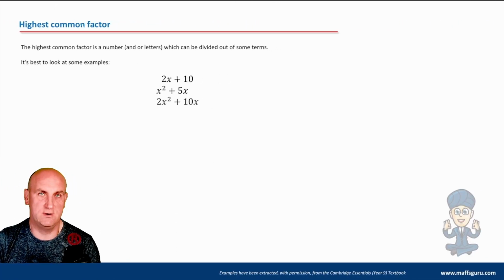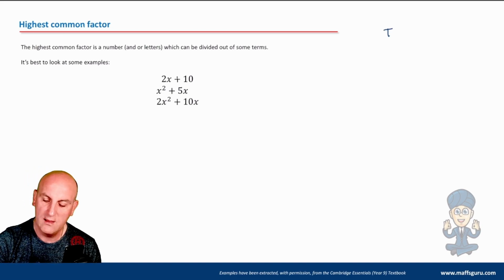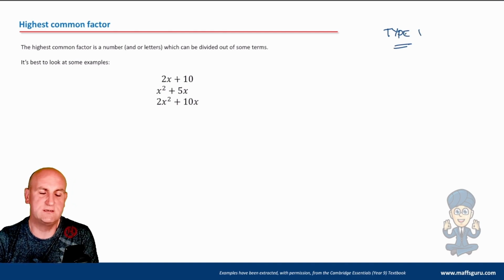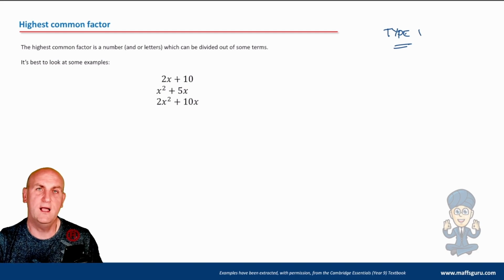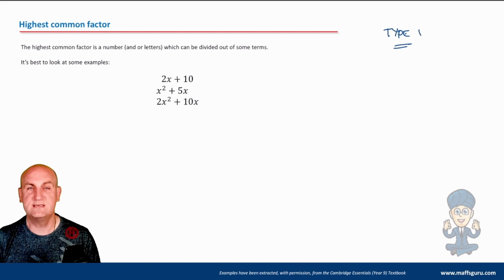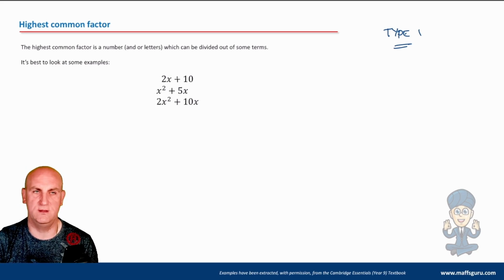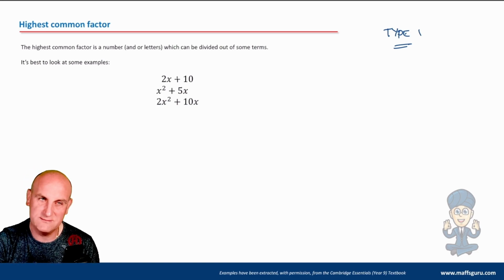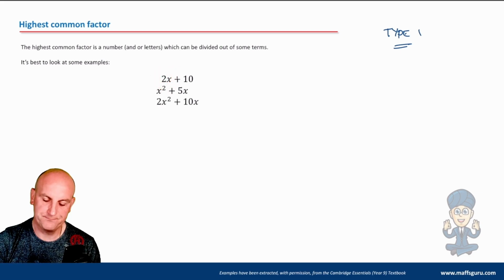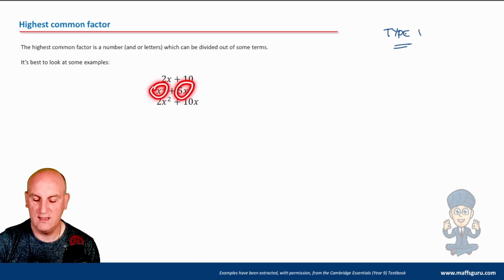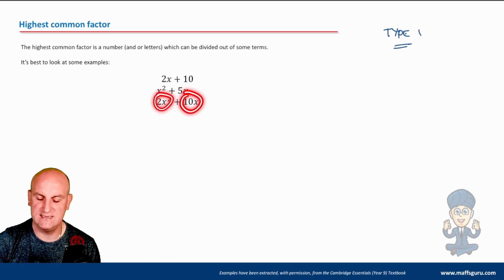When we factorize, we'll start with some nice basic ones. Now, I always call these type 1 examples. Later on in next videos, I'll be asking you to try and identify type 1, type 2, and type 3 questions, because that's going to decide how you factorize it. Type 1 questions at the moment are ones that generally speaking have 2 terms in them. And you're going to say, what's a term? And I'm going to say 2x and 10, x squared and 5x, 2x squared and 10x.